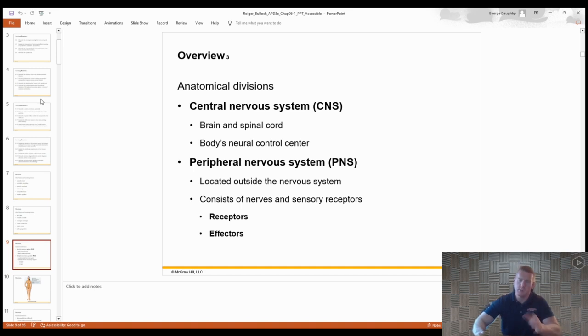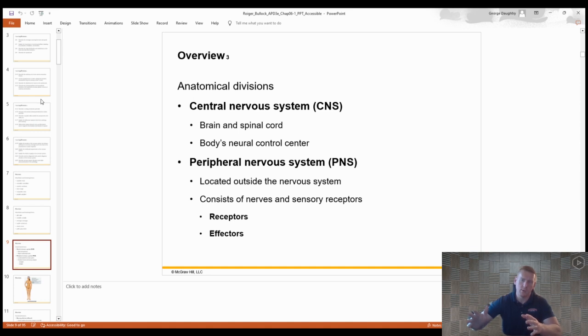Again, the nervous system has 2 major divisions, the central nervous system and the peripheral nervous system. The central nervous system, simply put, is the brain and the spinal cord. That's all there is to it. Those are your big central components, and really everything passes through the brain or the spinal cord. Those are our major centers for both efferent feedback and afferent feedback. That's our control center. That's where all of the major neurological decisions are made. The peripheral nervous system is everything else.